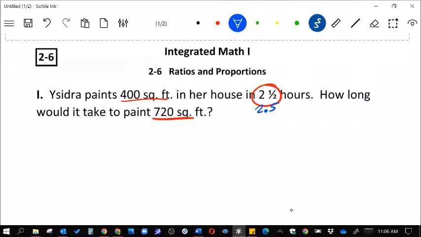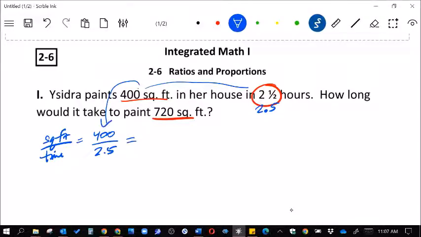So I am going to set up a ratio where it's going to be the square feet over the amount of time. By doing so, we can find out how many square feet she does in 1 hour, and that's another way of looking at the problem. So it's 400 square feet over 2.5 hours. That is how much she's actually doing. If she were to increase it to 720 square feet, we don't know how much time.